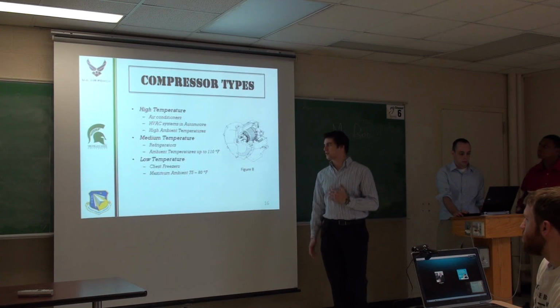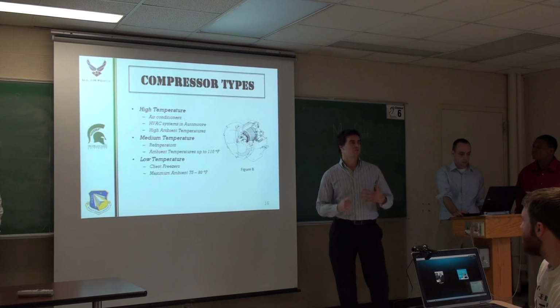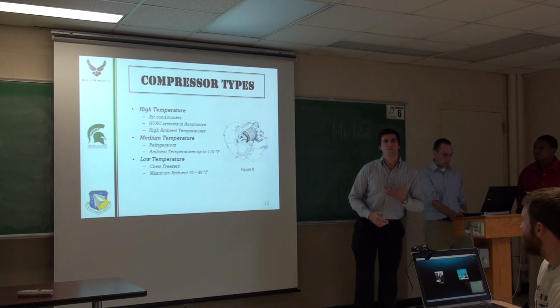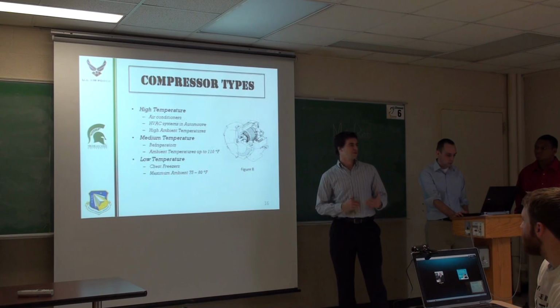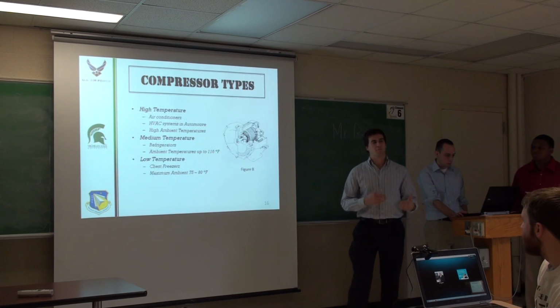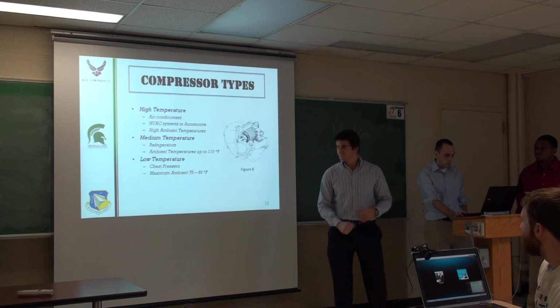The next type are refrigerators, and refrigerators are medium temperature because they're generally sitting in room temperature areas like kitchens that are going to be about 70 degrees plus. They can generally reach up to about 110 degrees Fahrenheit ambient. I got that number from GE's manufacturing company. But anything above that, the efficiency generally goes down and the compressor will eventually just burn out and die.